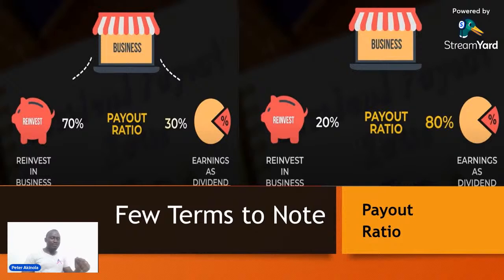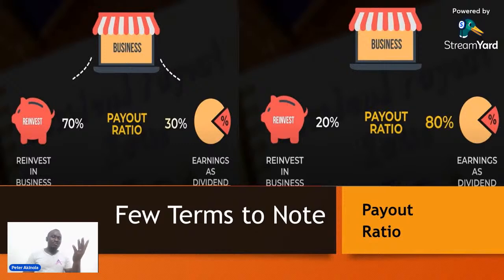You don't want to invest in a company that is paying all their money, all their profit, out as dividends. They will soon be out of cash, and they won't be able to grow and meet their basic needs going forward. For example, like you can see on my screen, we have a business that is earning 100%, and then 70% returns back into the business, and they pay 30% as dividends.